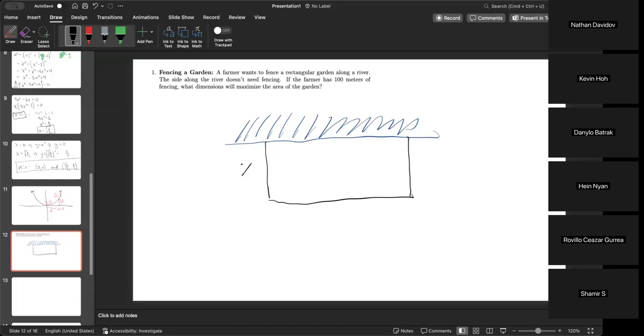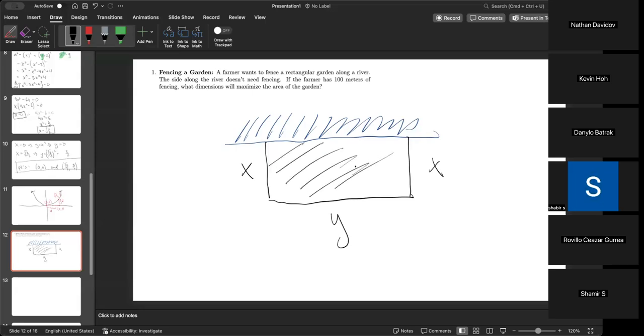So if this is X and this is Y, what is this third line going to be? X. Very good. Excellent. And we want to maximize this area. What is this area? The area of this garden, of this fence, is going to be X times Y, right? The area is X times Y. We know that for any given rectangle.